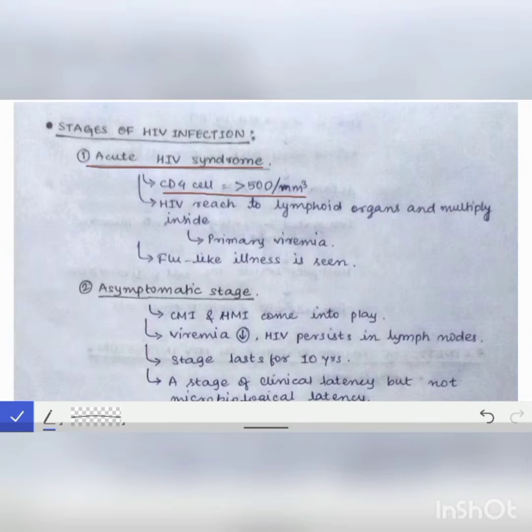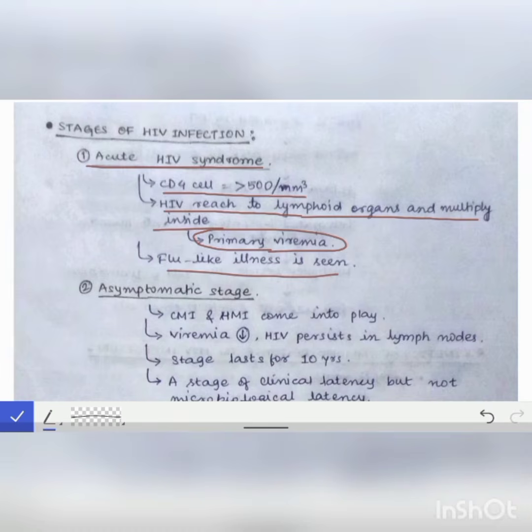So in that first stage, the HIV reaches the lymphoid organs and multiplies there, and that's why this primary viremia occurs. As the virus multiplies inside the lymphoid organs, primary viremia occurs due to the increase in the number of the virus, and there is just a flu-like illness.